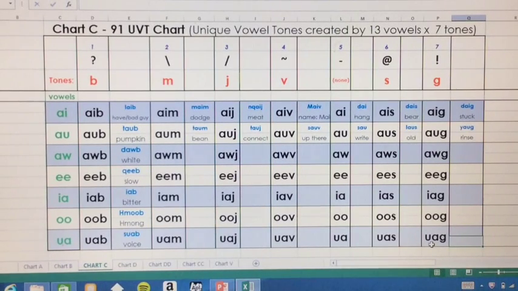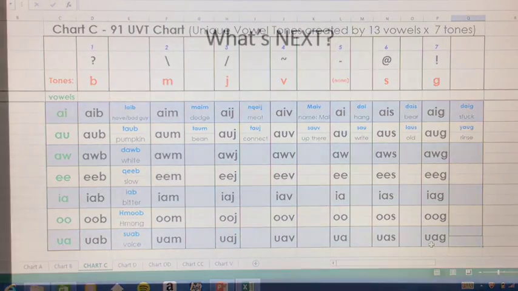Great job, guys. So that's it. Those are the 91 UVT pronunciations. Please go back to this video, repeat this section as many times as you need to until you get comfortable, until you remember the tone, and in the future you won't even need this chart anymore.